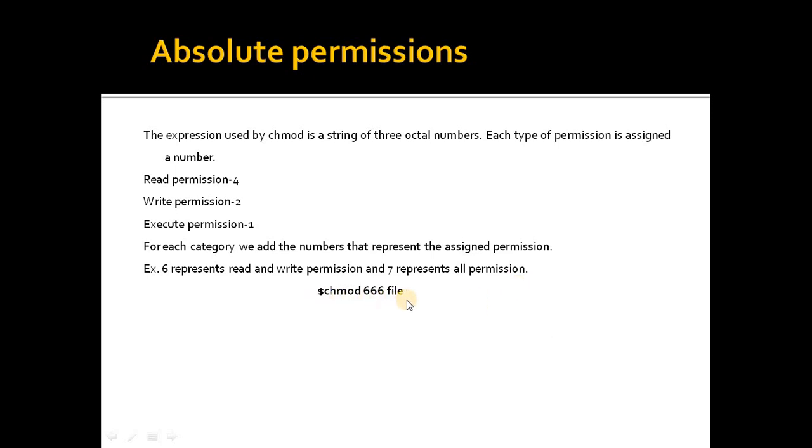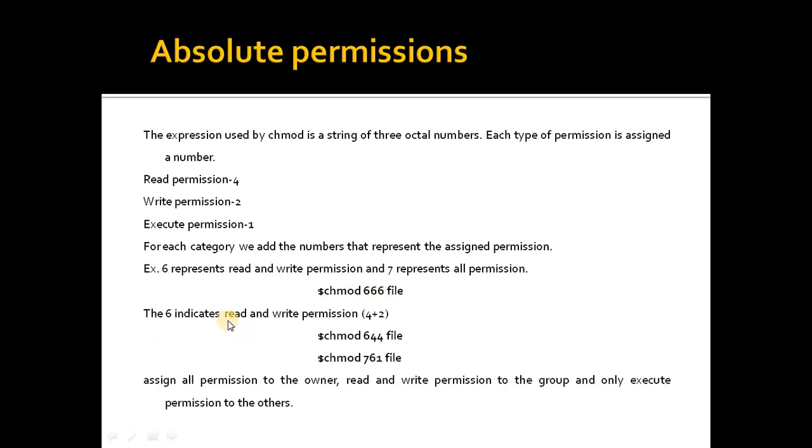So in this given example we can see 6, 6, 6. This means first 6 refers to user, second refers to group, and third belongs to others. So first user is 6, that means the user has read and write permission. Second, group also has read permission and write permission. And third is also 6, that means others also have read permission and write permission. The 6 indicates read and write permission 4 plus 2.